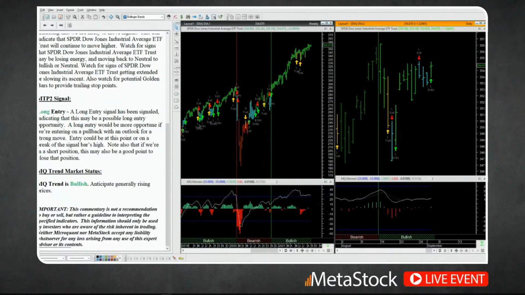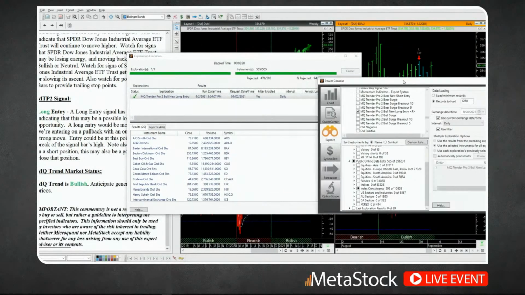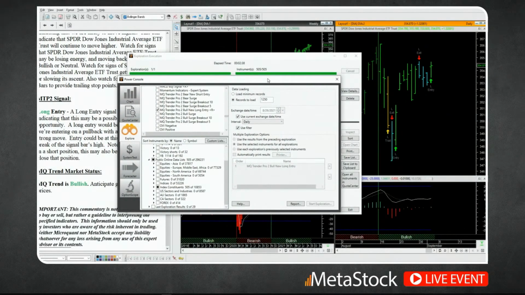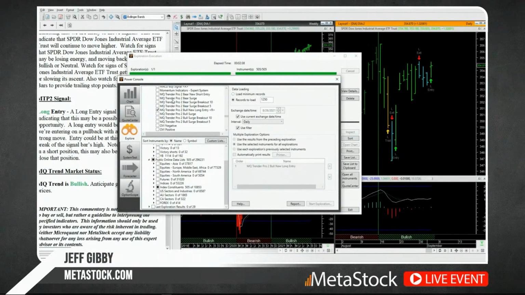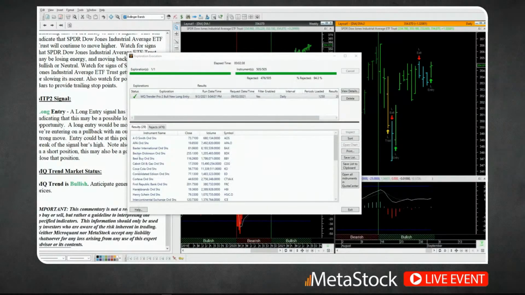The other thing I wanted to show real quickly, and I've run this ahead of time because I knew it would take a minute or two, is what we call an exploration in Metastock. I did a bull new long entry scan, and I just scanned the index constituents 500. Running it on a daily basis, if I'm just looking for long entries, and let's say we're looking at the S&P 500 (I like to trade the S&P 500 for very personal reasons), instead of looking at all 505 stocks, I can just look at the 29 that have a long opportunity.